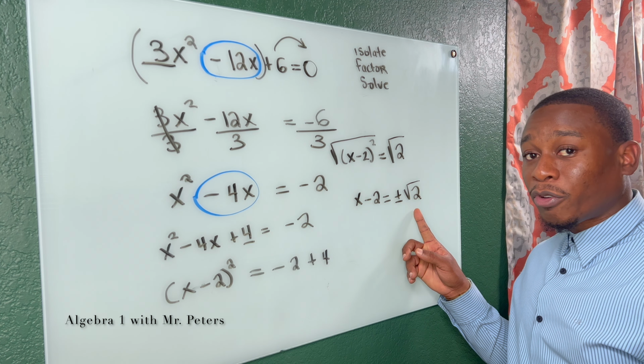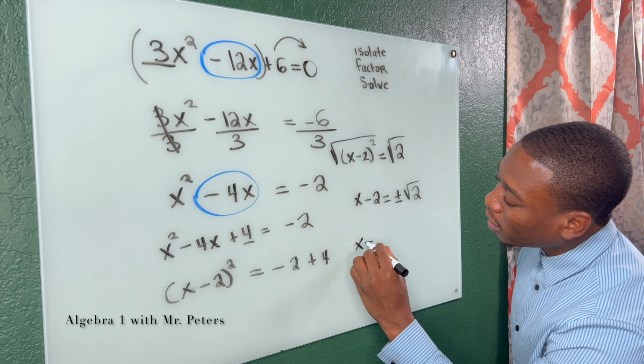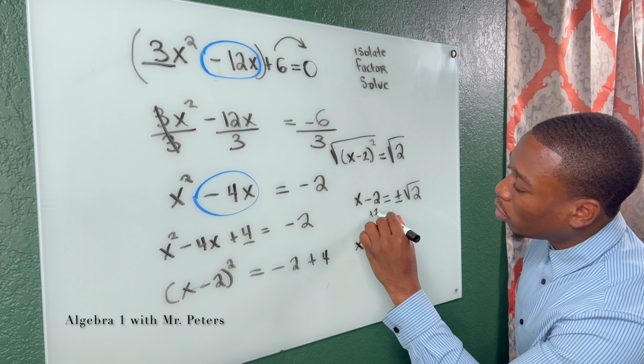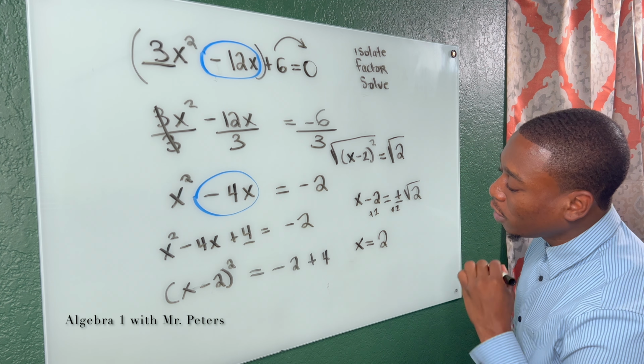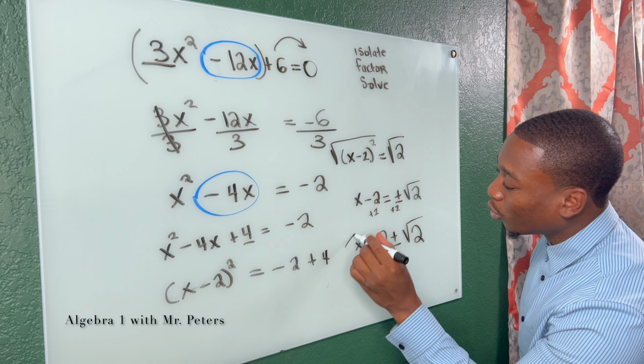Can't break this down any further, right? There's no perfect square for 2. And our final answer will be x is equal to, add 2 on both sides, positive 2 plus or minus the square root of 2.